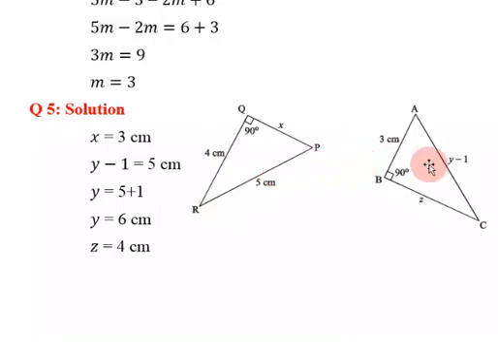Same way, the hypotenuses are congruent, so y minus 1 is equal to 5. This minus 1, when moved to the other side, will be added to the 5. So y is equal to 6, because 5 plus 1 is equal to 6. Similarly, the base QR is congruent to BC. So the value of z will be equal to 4. And in this way we have solved review exercise 10, and I hope you will understand them very nicely.